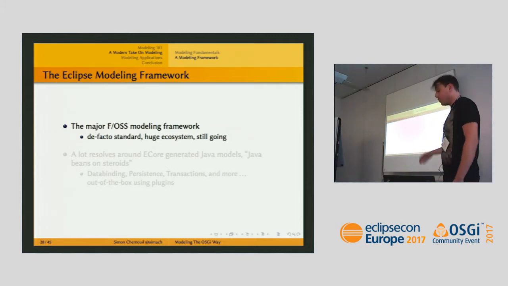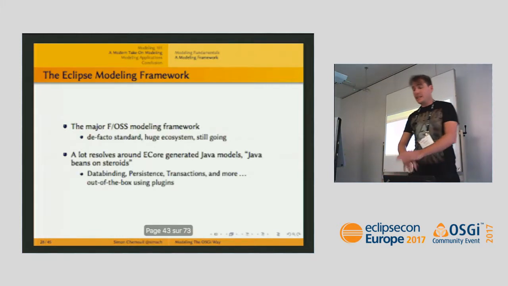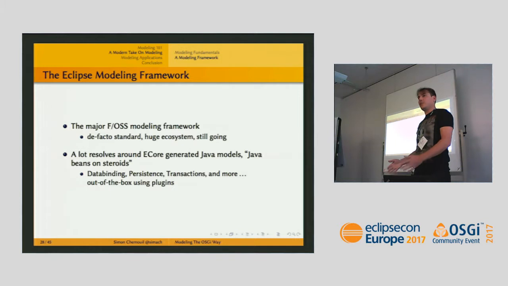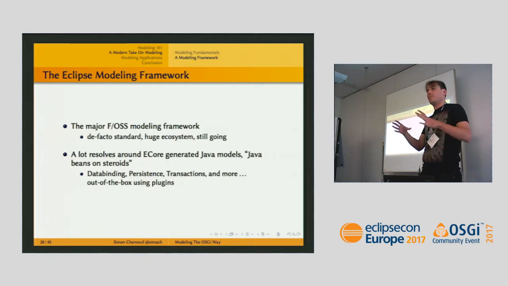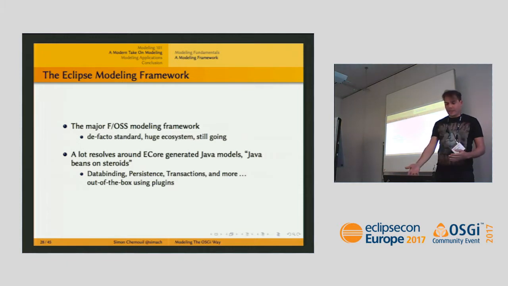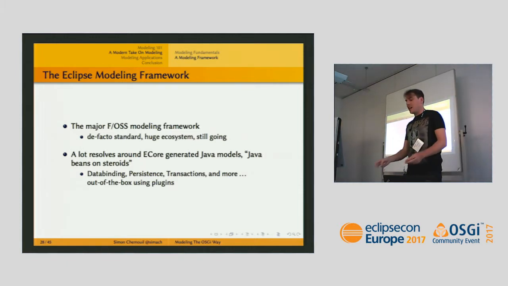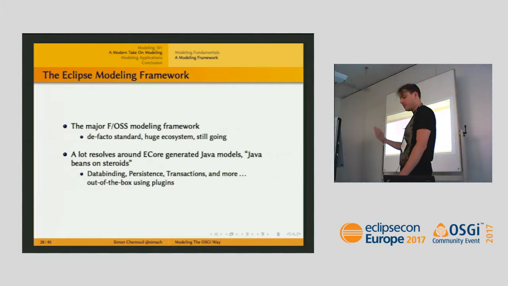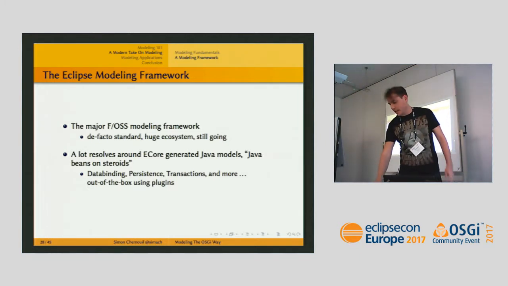It's a huge ecosystem, and a lot in EMF revolves around eCore, which is like the core building block that I talked about. It generates Java models, Java code, which are Java beans on steroids, which are hooked into a runtime part of eCore, of EMF. And then everything hooks into that, if you've used it, like data binding, persistence, transaction, and everything using Eclipse plugins or OSGi bundles, if you like.